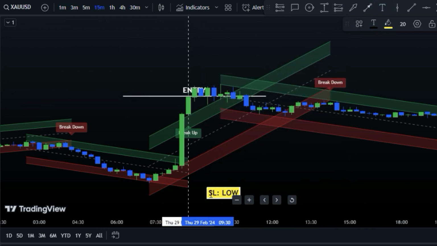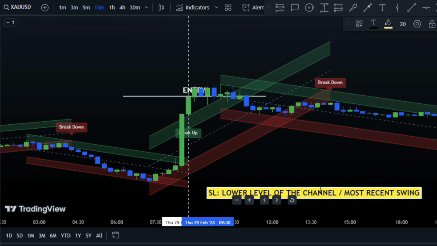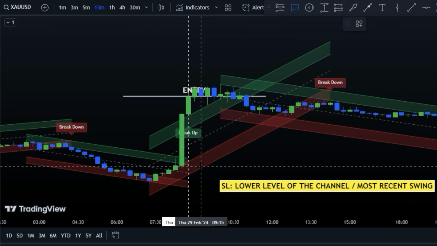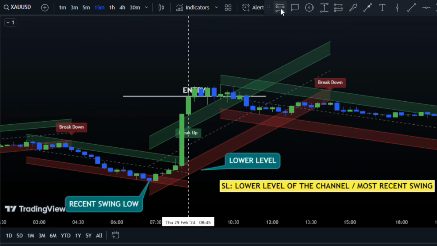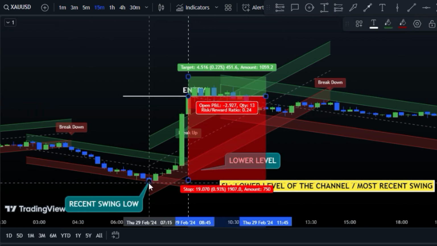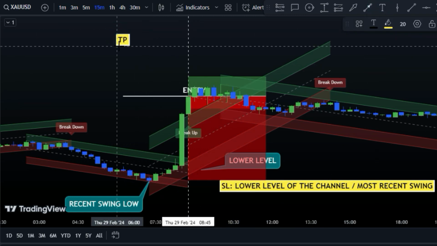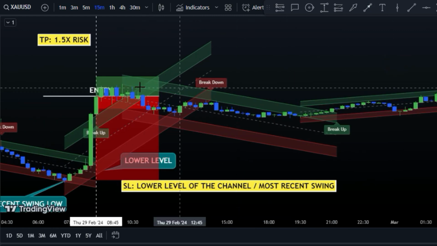Don't forget to set a stop loss at the recent swing low or below the channel's lower level to protect yourself in case the market turns. And to lock in those profits, aim for 1.5 times the distance between your entry and stop loss point.